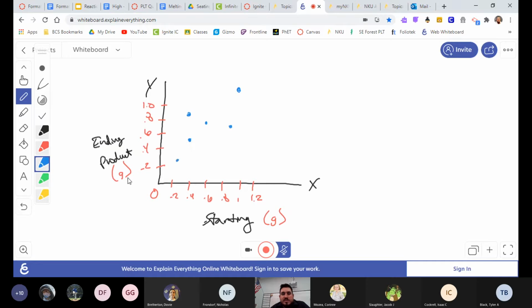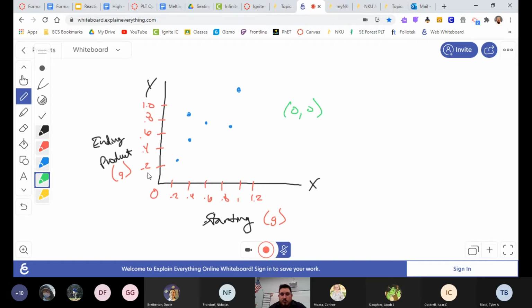Then the next goal is to do a line of best fit. A line of best fit is not connected dots. Okay, it's not an up and down roller coaster ride. Line of best fit is drawing a straight line that tries to hit as many dots as possible. Now, if you can go through the origin with a line of best fit, you should try to do that. Especially in this case, because if you start with 0 grams of reactant, you're obviously going to get 0 grams of product because you start with nothing, you're going to get nothing, right?